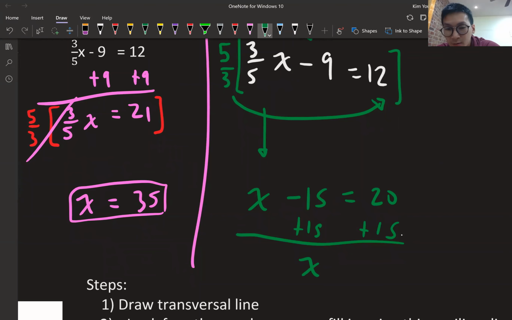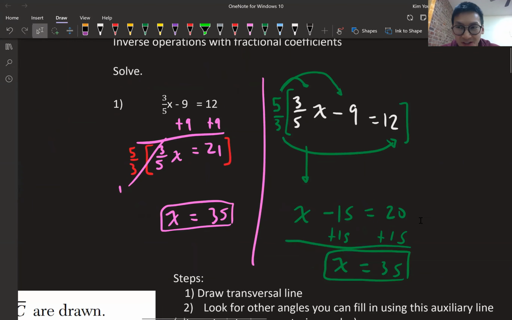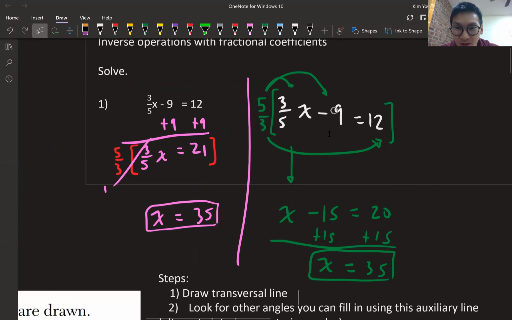All right, and then once again, we get x is equal to 35. Once again, in practice, this one's a little bit more tedious, right? Because you're dealing with fraction operations, and it's very likely that you might make a mistake, or more mistakes compared to this one. Okay, cool.